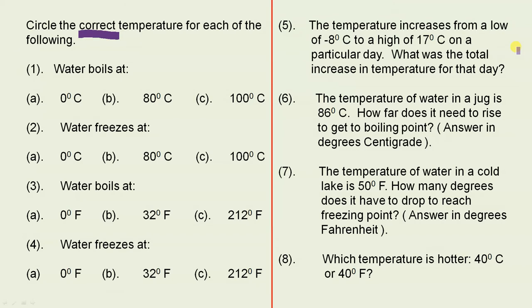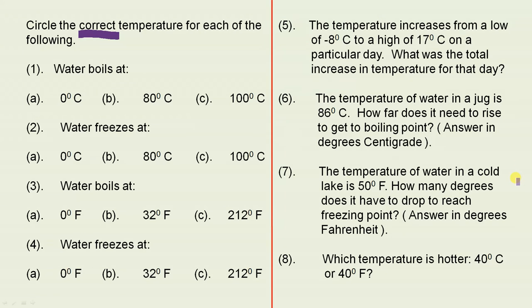Number 5, the temperature increases from a low of -8 degrees Celsius to a high of 17 degrees Celsius on a particular day. What was the total increase in temperature for that day? Number 6, the temperature of water in a jug is 86 degrees Celsius. How far does it need to rise to get to boiling point? So the answer is in degrees Celsius.